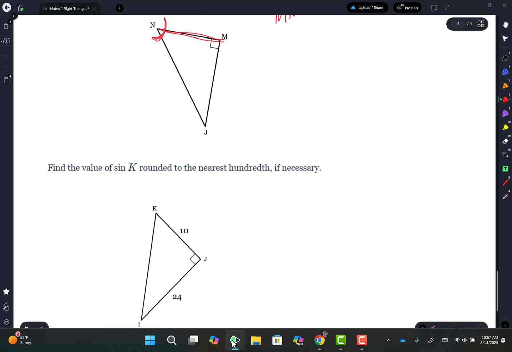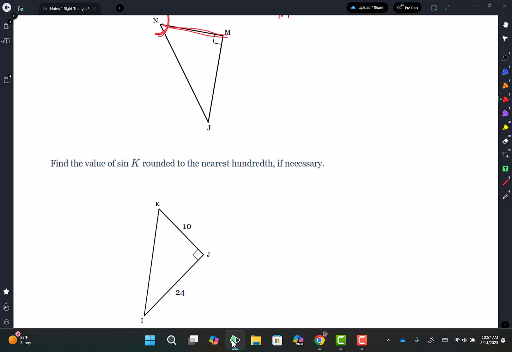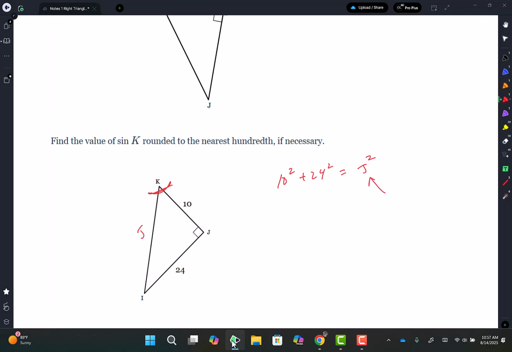Find the value of sine K rounded to the nearest hundredth. Okay, here's K. Before I do anything, I need to do the Pythagorean theorem. So I'm going to put little j here. 10 squared plus 24 squared equals j squared. If you recognize this as one of the special ones, go ahead and just put it in. I think it's 26, but if you don't recognize that, don't worry about it. To get j by itself, you just take the square root of 10 squared plus 24 squared. That's exactly what I'm going to type in.